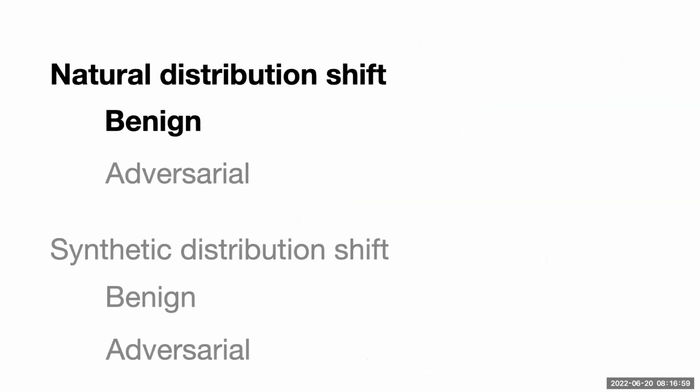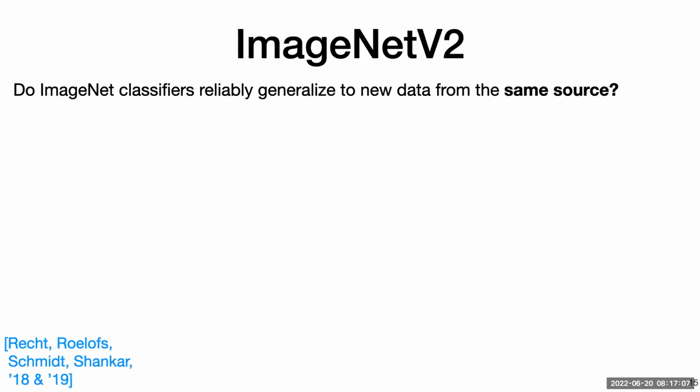So the first part here is going to be natural distribution shifts, and we'll start out with the benign natural distribution shift. Okay, and as a starting point, to make this very concrete, we'll get started with the ImageNet V2 distribution shift. Maybe some of you have seen this before. This is a paper I did back during my postdoc at Berkeley. And here we asked the question, how reliably do current ImageNet classifiers generalize to new data from the same source?